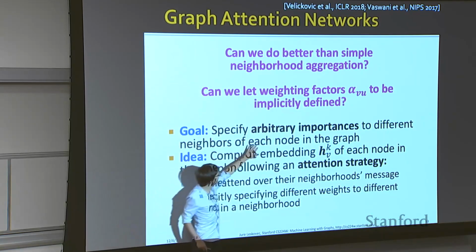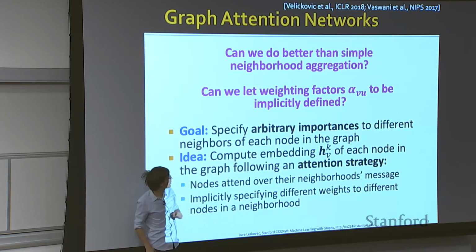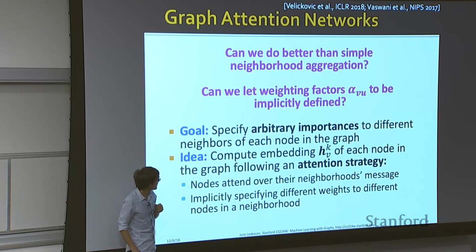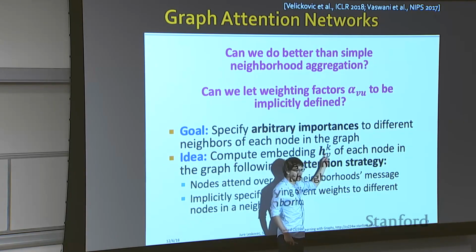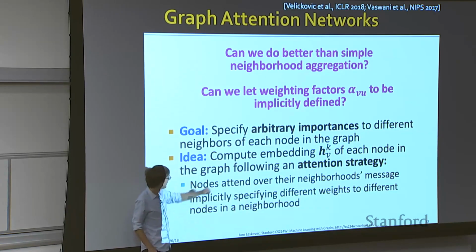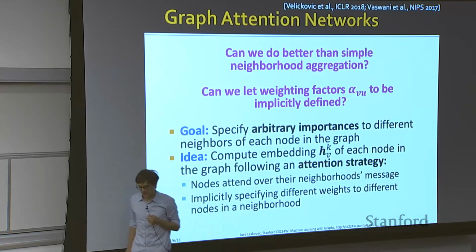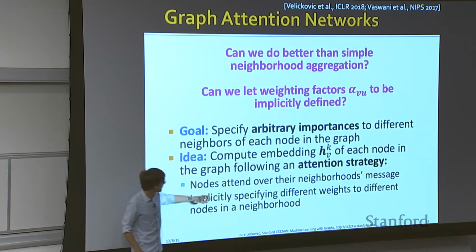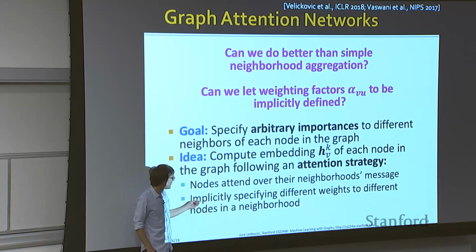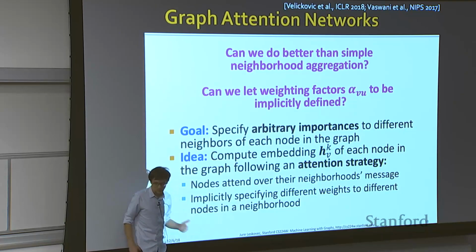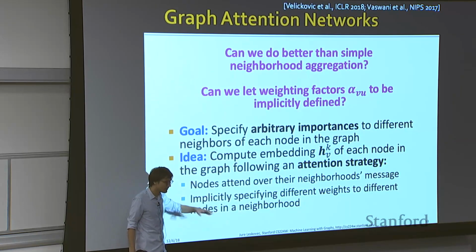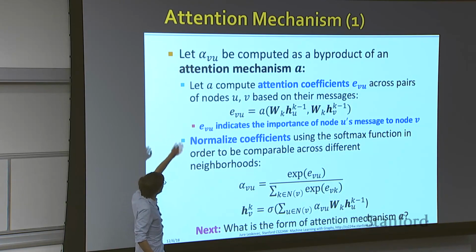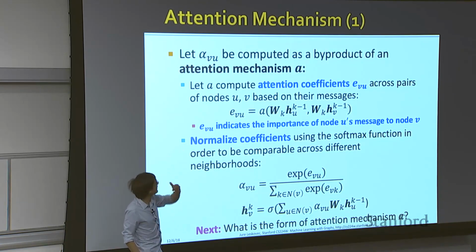So the goal will be to set in principle arbitrary importances to different neighbors of each node in the graph, right? And how are we going to do this? We will compute the embedding of a given node at a given layer, and then we will apply the following what is called attention strategy, right? Where we will pay more attention to different nodes in the network, where nodes attend over their neighborhood's messages and implicitly specify different weights to different nodes in the neighborhood. So we need to figure out how we are going to define this weight. Okay? So let's do the following, right? Let alpha UV be computed as a byproduct of the attention mechanism A, right?